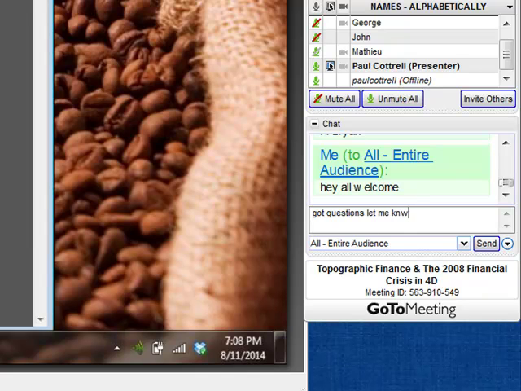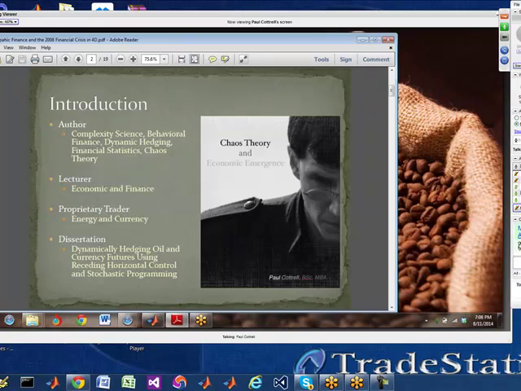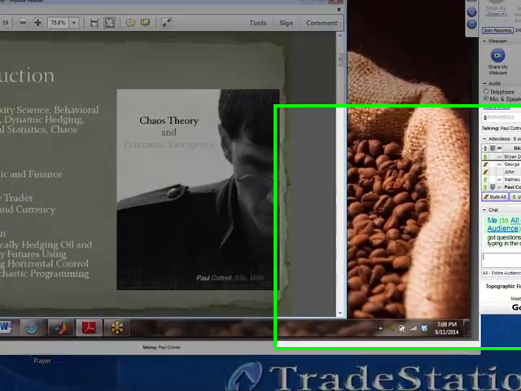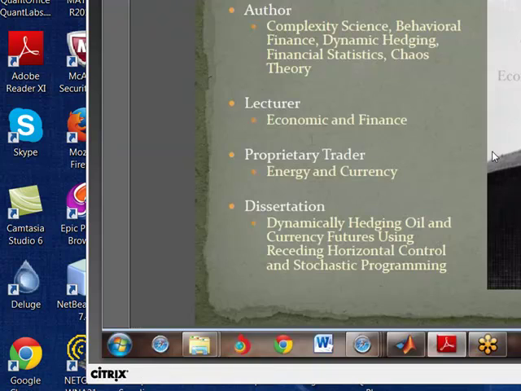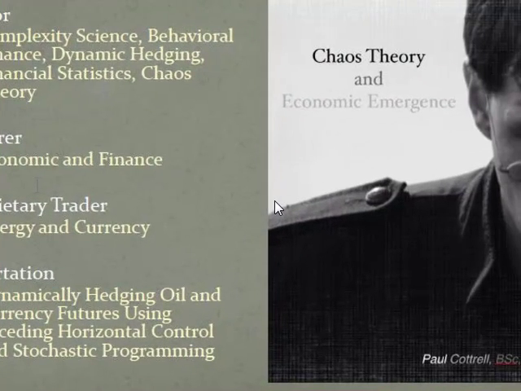Just to introduce myself, I'm an author. I've written 3 books about complexity science and behavioral finance, dynamic hedging, financial statistics, and my basic research is in chaos theory. I lecture about economics and finance, and I'm a proprietary trader focusing on energy and currency. My dissertation title is Dynamically Hedging Oil and Currency Futures Using Receding Horizon Control and Stochastic Programming. I'm still working on my dissertation. I'm about halfway through with it.